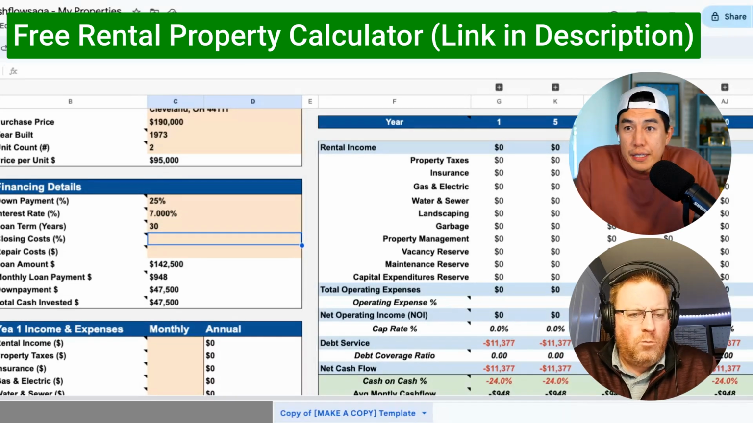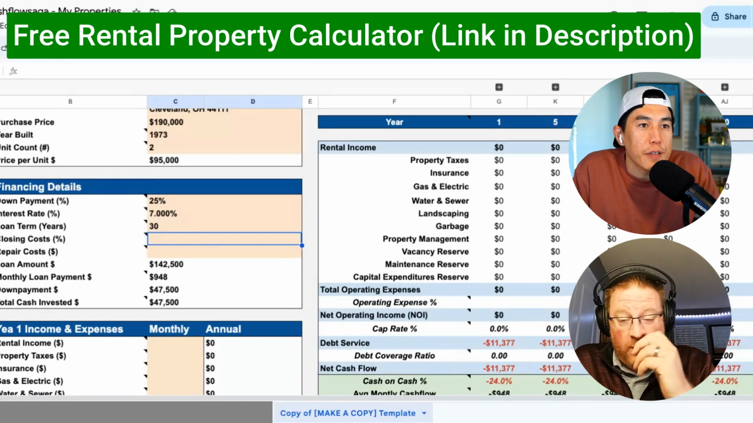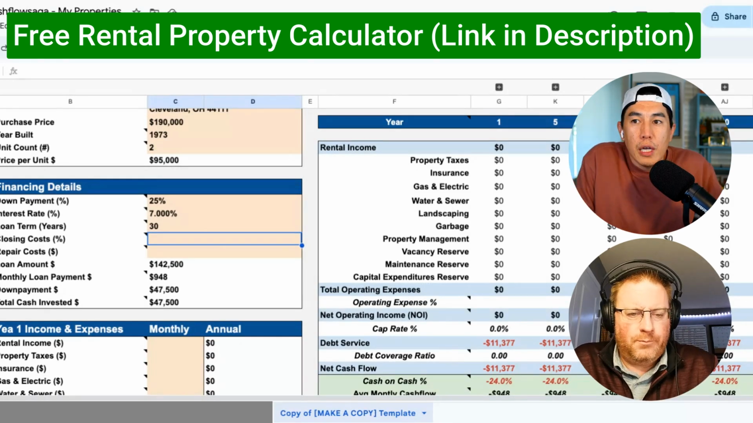And then the next thing here, so loan term, 30 years. Most residential properties, you're going to get obviously a 30-year fixed rate on your loan. So just putting in the loan term there.